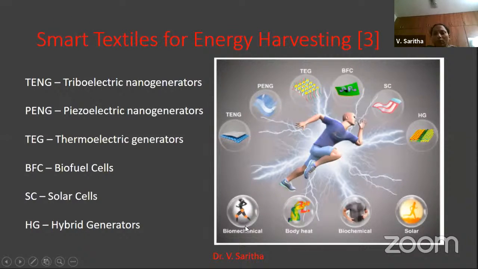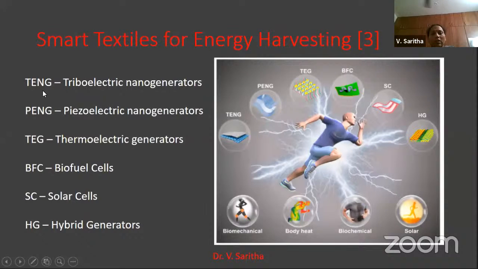So how these cases are able to generate power is when you are doing exercises, mechanical movement in joints, we are going to generate the power. And obviously we all know our body will be generating heat. Similarly, biochemical, and solar power, when we are going outside, the sun's heat will be generating solar energy. So any combination of these is nothing but hybrid energy harvesting.